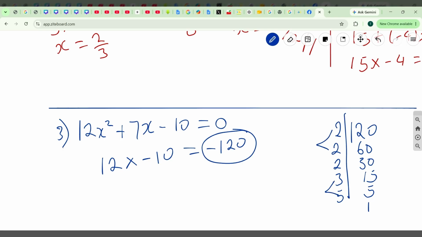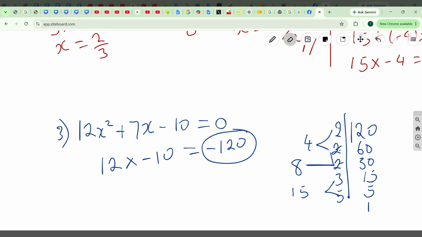So I'm going to pair these together. 2 times 2 is 4. 4 times 2 is 8. And then 5 times 3 is 15. So those numbers are 15 and 8. Those numbers are what? 15 and 8.